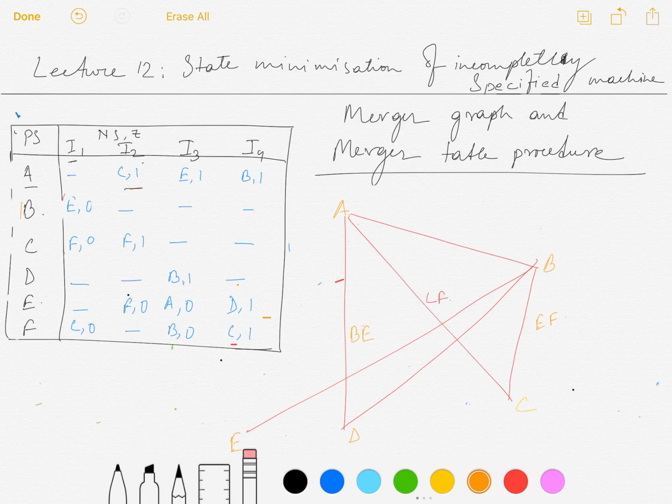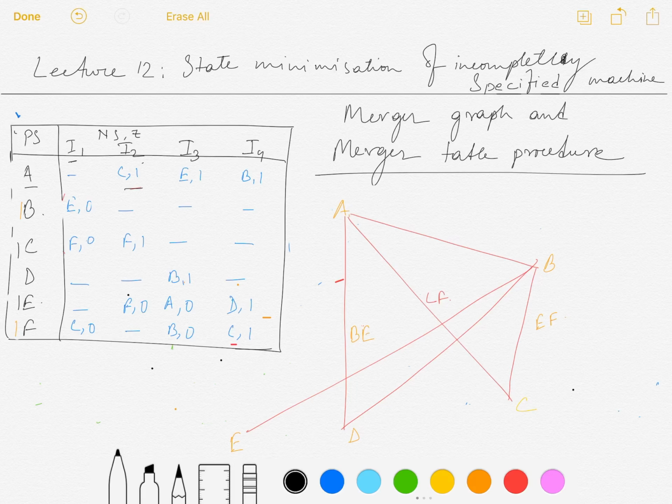Now, check for BF. For BF, I1 outputs are same and implied pair is EC, I2 output is same, I3 output is same and I4 output is same. Now, let us consider the implied pair, whether it is compatible or not. For EC, outputs are not same in case of I2. So, as the implied pair is not compatible, the compatibility of BF will also not be compatible.